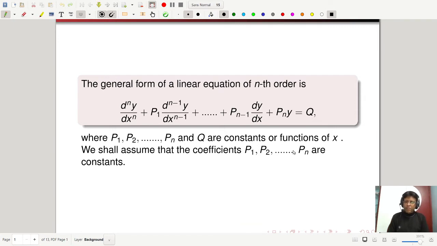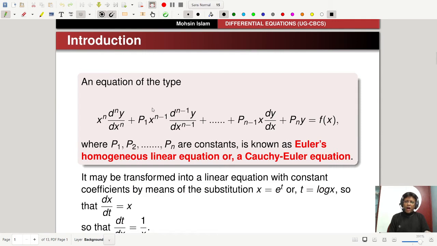d^n y/dx^n plus p1 d^(n-1) y/dx^(n-1) etc., plus p(n-1) dy/dx plus pn y equal to q, where p1, p2, pn and q are constants or functions of x. But in this chapter, we'll assume that the coefficients p1, p2, pn are constants, as in a linear differential equation with constant coefficients. In both cases, it will be a linear equation, whether it is a function of x or a constant.